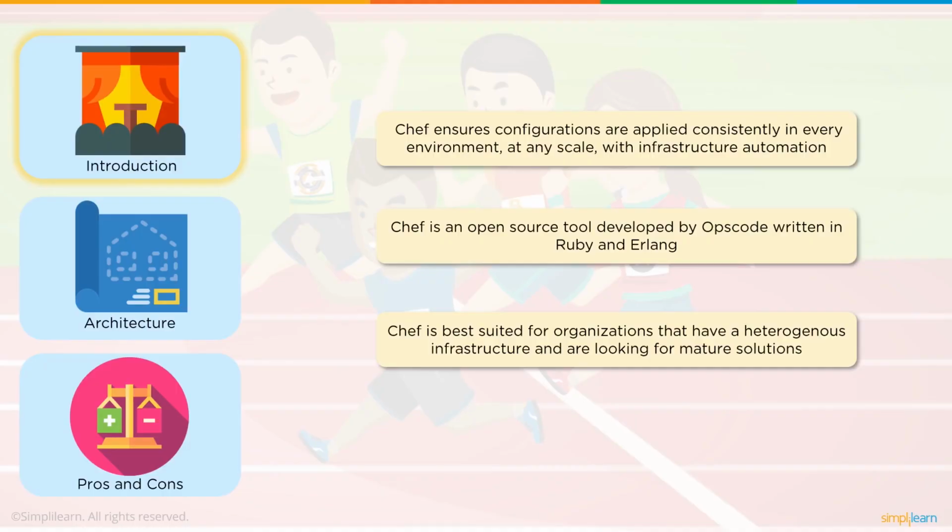And Chef is a tool that allows you to configure very large environments. It allows you to scale very effectively across your entire ecosystem and infrastructure. Chef is by default open source code. And one of the things that you find is a consistent metaphor for the tools that we recommend on Simplilearn is to use open source code. The code itself is actually written in the languages Ruby and Erlang. And it's really designed for heterogeneous infrastructures that are looking for a mature solution.